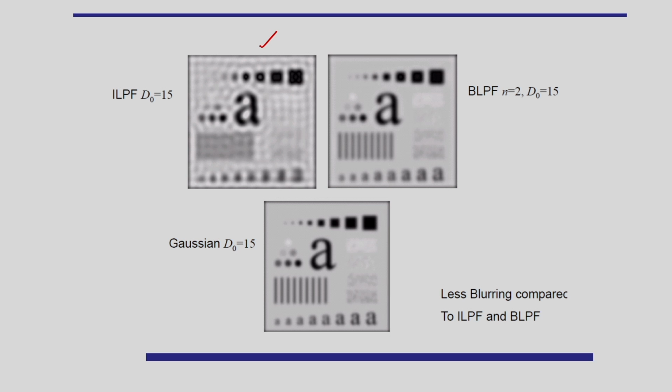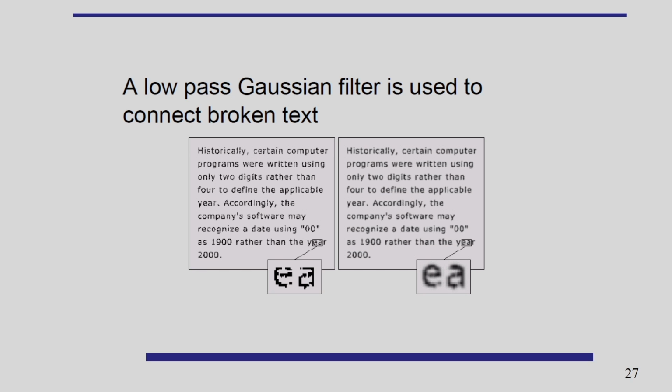The next, I am showing one practical example. A low pass Gaussian filter is used to connect broken text. So in the first figure, if you see, I have shown the broken text here, and if I apply the Gaussian low pass filter, then you can see the output, that in this case we can connect the broken text because of the blurring, because the Gaussian filter produces the blurring of the image. So that is why the broken text is connected.